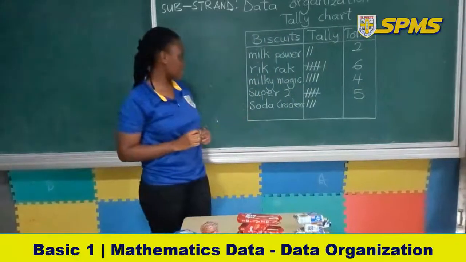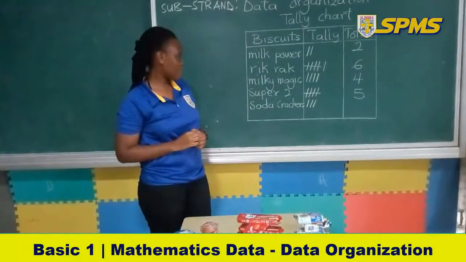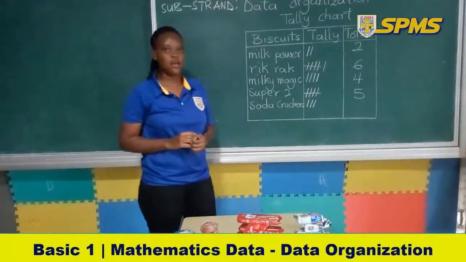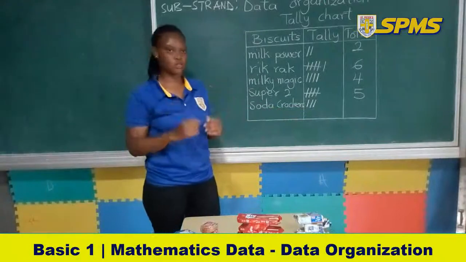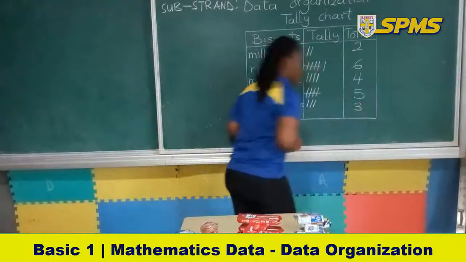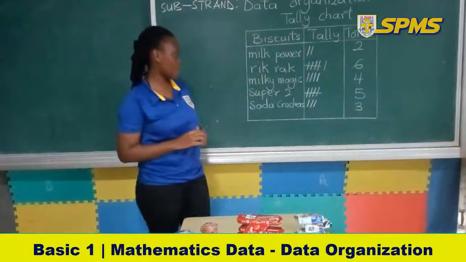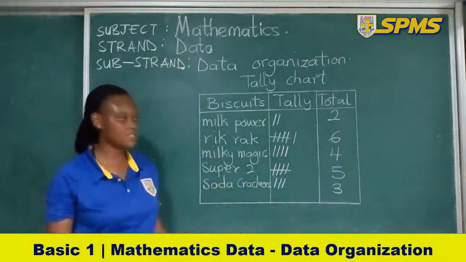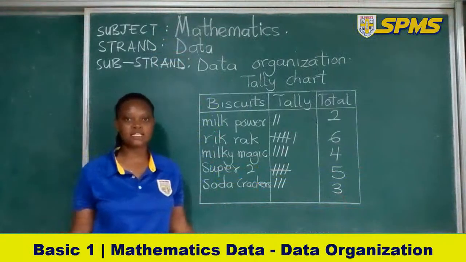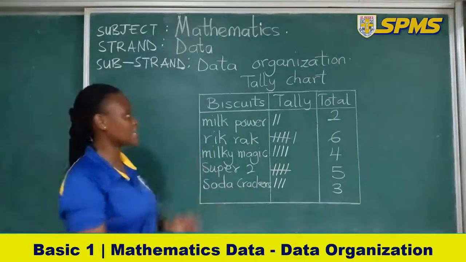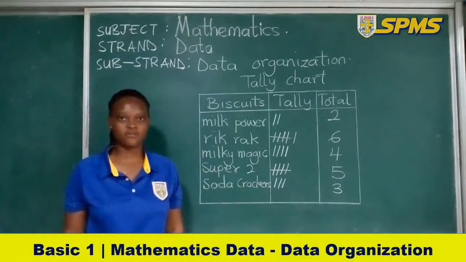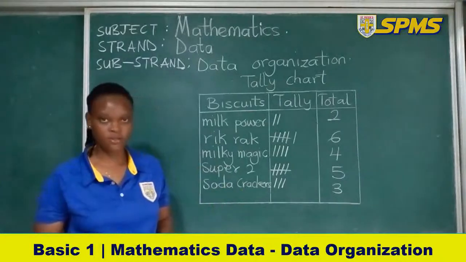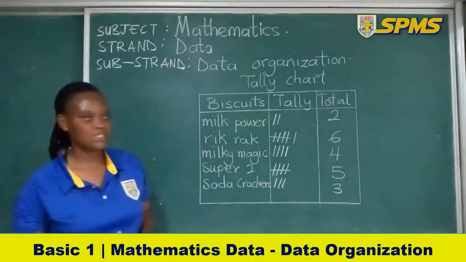Our last biscuit we have is the Soda Crackers. Soda Crackers has 3 strokes. So that is the total number of soda crackers. Very good, children. We are done collecting and then representing our raw data on a tally chart. Now let us try to answer these questions looking at our tally chart.